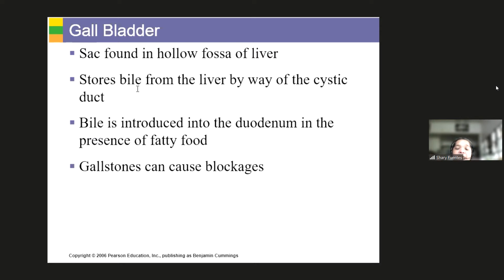Ang loob niyan, ang laman niyan, bile. Okay, the sac that's found in the hollow fossa of the liver. Saan yung hollow fossa? Sabi ko nga sa base ng fossa. So if you're standing in anatomical position, sa ilalim siya banda. So it stores the bile from the liver by way of the cystic duct. So yung bile na ginawa ng liver, ilalagay niya doon sa gallbladder. O dyan ka na. Nagawa na kami, dyan ka na muna.